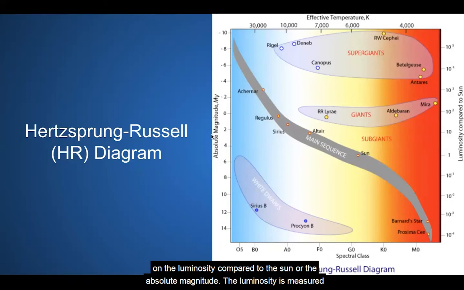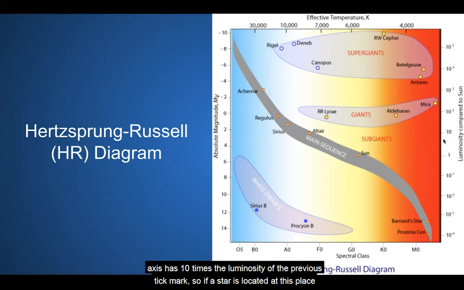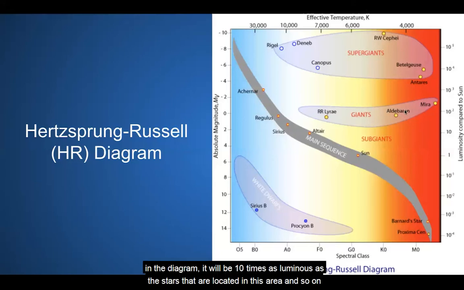The luminosity is measured using a logarithmic scale. What that means is basically every tick mark on this vertical axis has 10 times the luminosity of the previous tick mark. So if a star is located at this place in the diagram, it will be 10 times as luminous as the stars that are located in this area, and so on and so on.